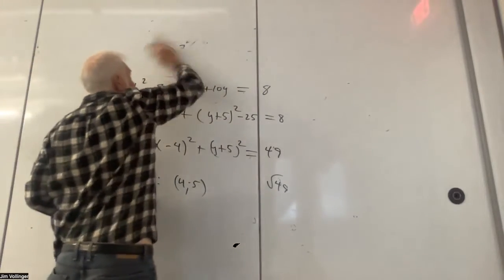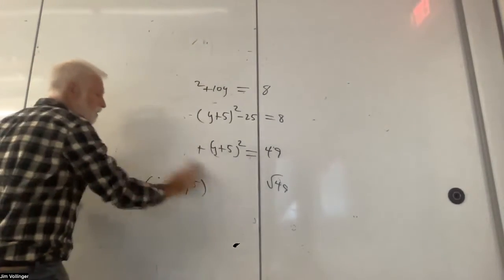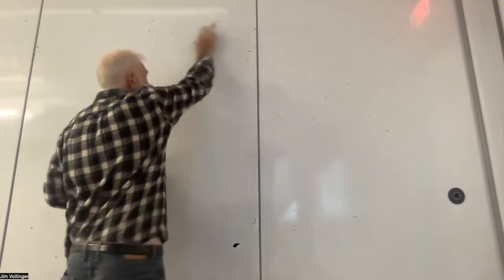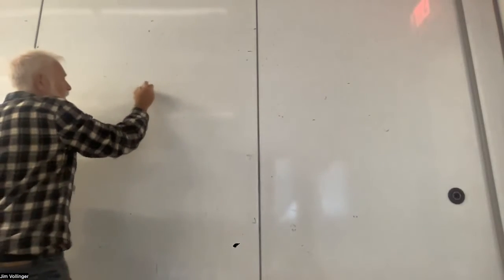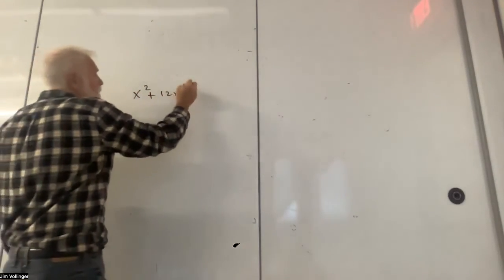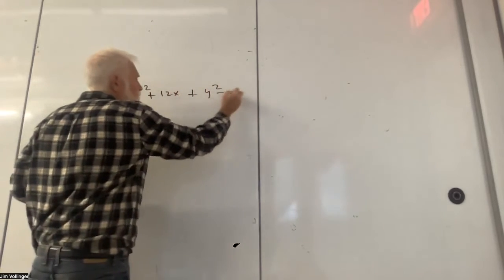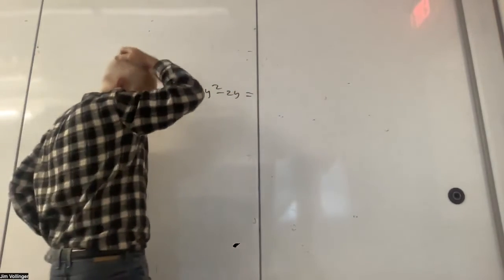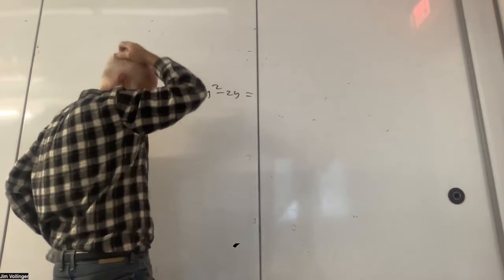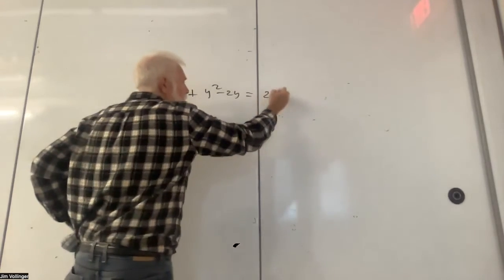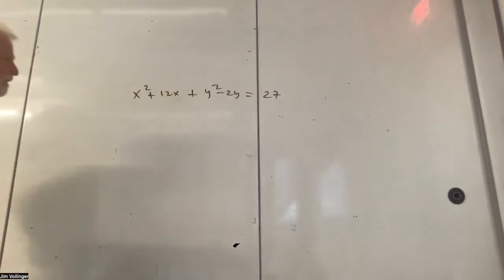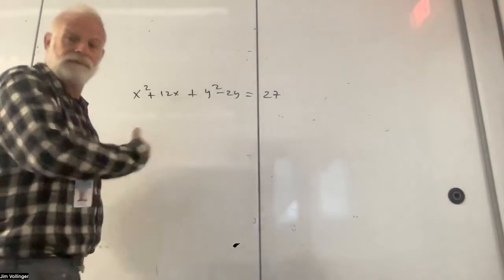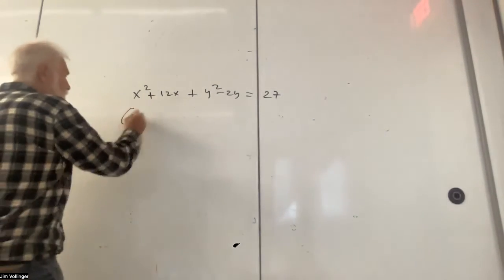Let's do another one. Solely based on what you've been practicing here at the start. Okay, so let's look at x squared plus 12x plus y squared minus 2y. Let's set that equal to 27. Okay, nice canned problem, I believe. You pause, do the work, center and radius.